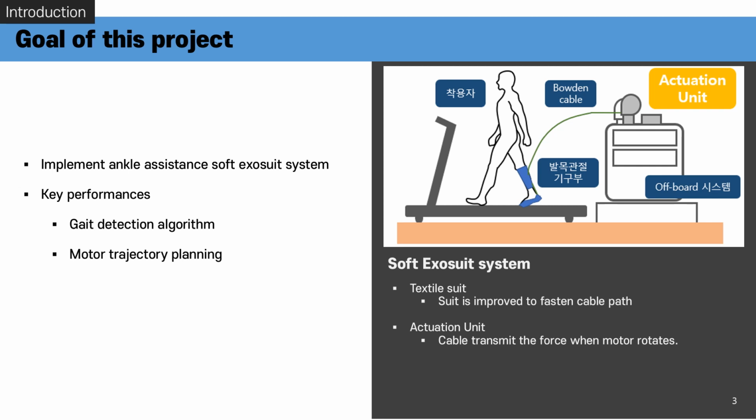First, we need to find out the characteristics of gait because those are all different for everyone. So we will implement the gait phase detection algorithm. Also, we will do trajectory planning for the motors which are used for dorsiflexion and plantarflexion assistance.